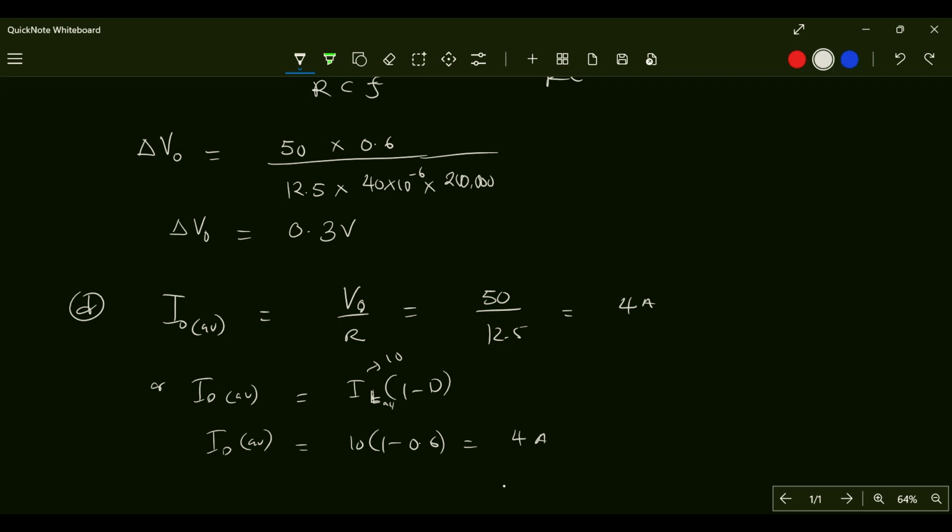In the next question, we're going to look at a buck-boost converter. Okay, next video, we'll look at a buck-boost converter.